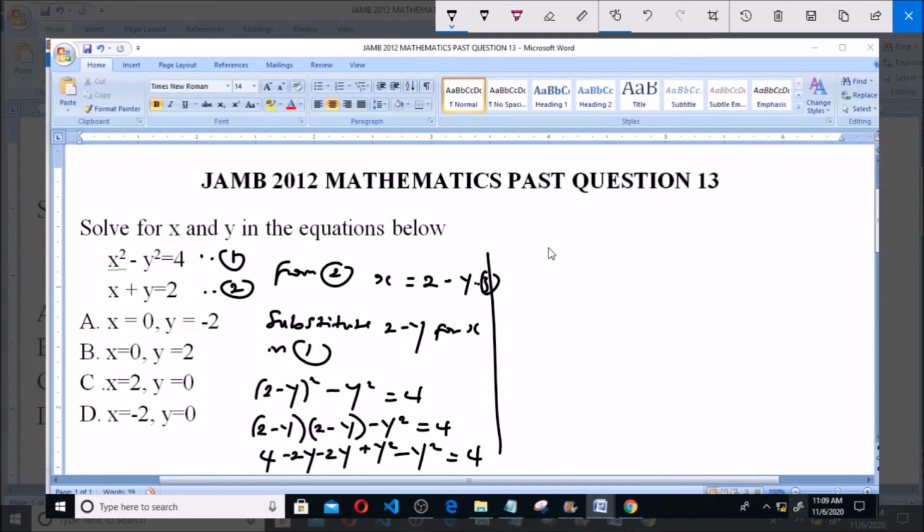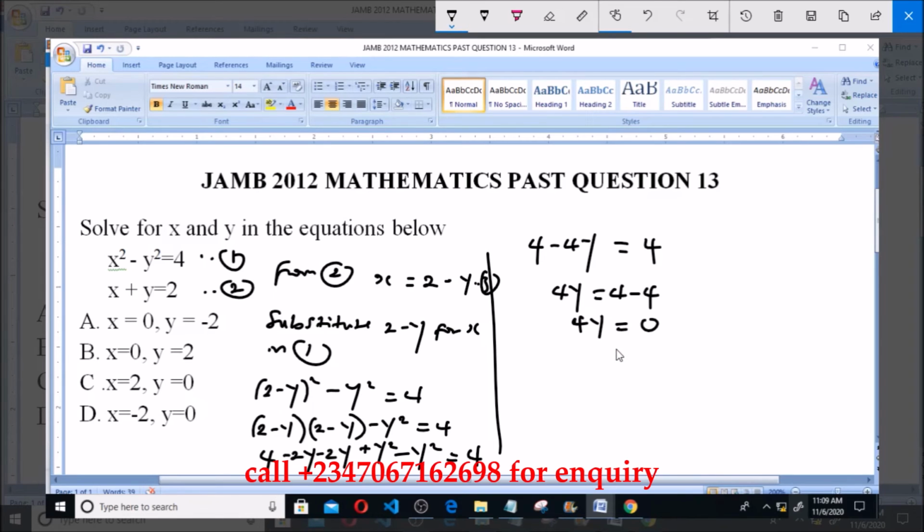So now what we are having is 4 minus 4y, because plus y squared and minus y squared will cancel out. That's 0, equals 4. So we have 4 minus 4y equals 4. Now from this we can simply say that 4y is equal to 4 minus 4. That is, taking 4y to this side and bringing this 4 here. That means 4y is equal to 0. Now since 4y equals 0, definitely y is equal to 0, because 0 divided by 4 is 0.